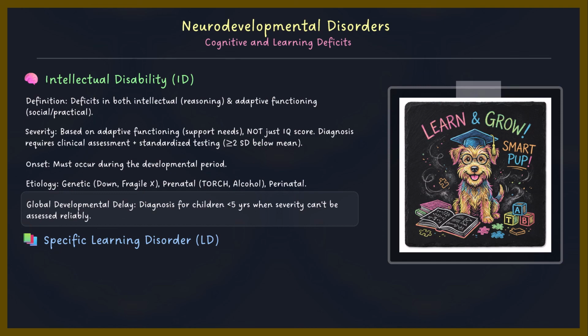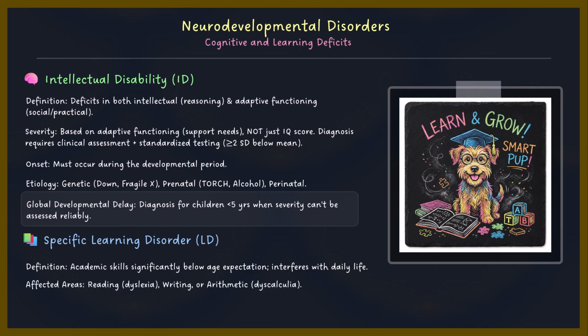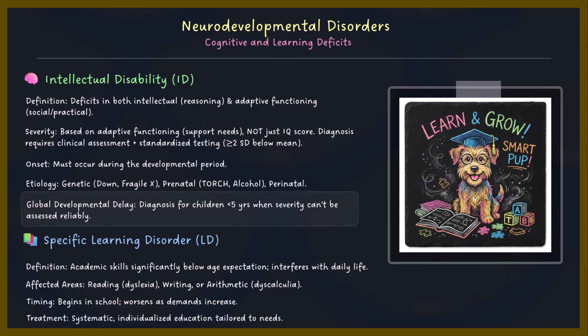Then you have the specific learning disorders. So these disorders are academic skills significantly below the age expectation. And these skills have to be in such a deficit that it interferes with daily life in school. Affected areas include reading, which is dyslexia, writing, or arithmetic, which is dyscalculia. It begins in school and it tends to worsen as demands increase. Treatment is systematic, individualized education tailored to the needs of that child.